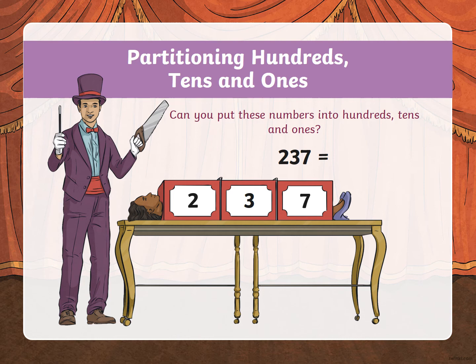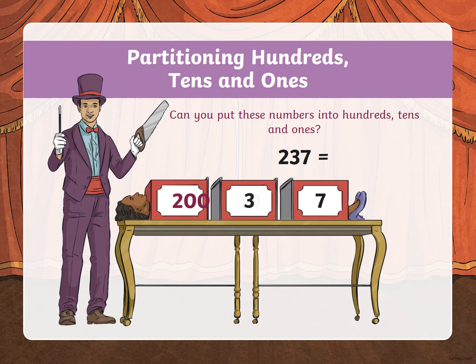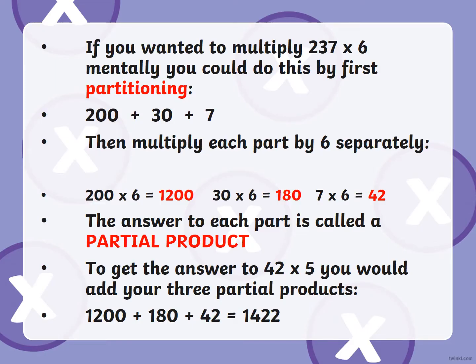Okay, if you have a wee look at doing this with slightly more difficult numbers, if you were doing this with a 3-digit number, first of all, you would need to partition your number into 3 parts. So you'd partition 237, which would be 230 and 7. Now, if you wanted to multiply 237 by 6 mentally, obviously that's a hard sum, but some of you might want to challenge yourselves.